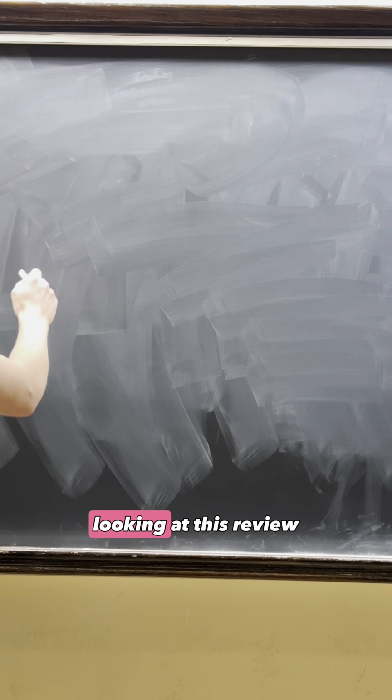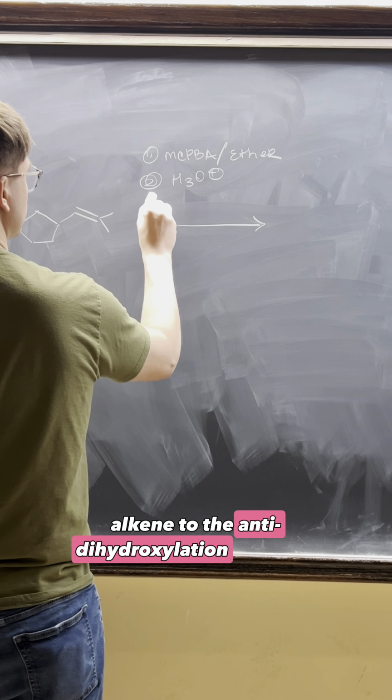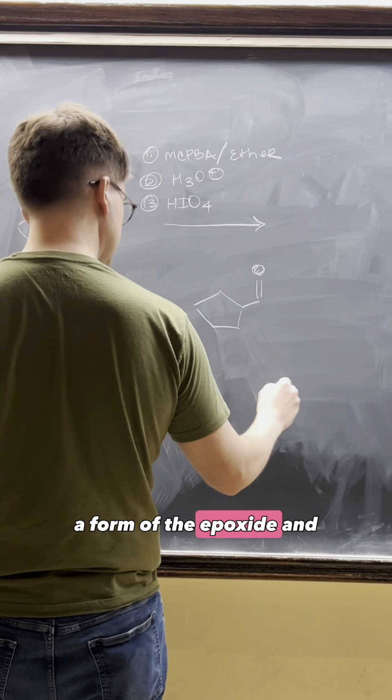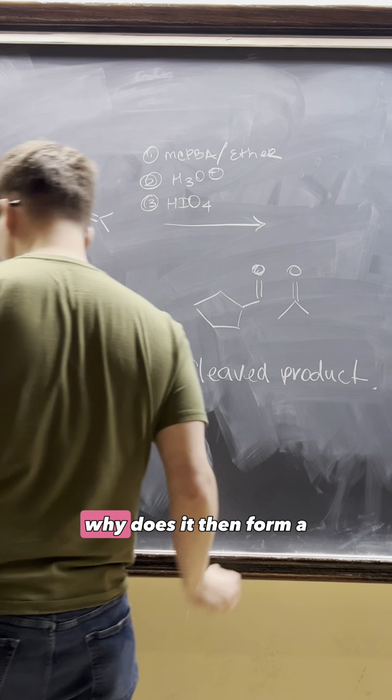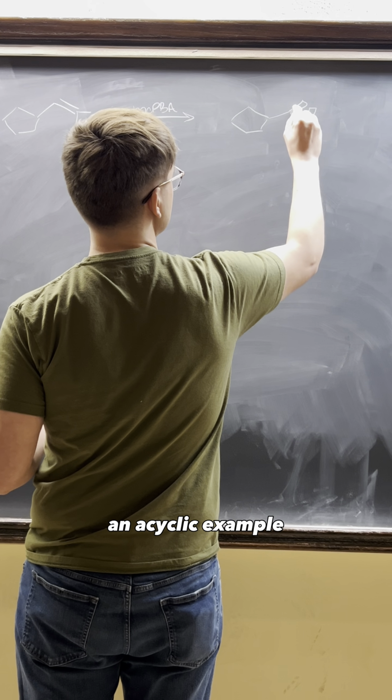With that in mind, looking at this review question, if we treat this alkene to the anti-dihydroxylation pathway of forming the epoxide and then acidic conditions, why does it then form a cleaved product with periodic acid? The key here is that we have an acyclic example.